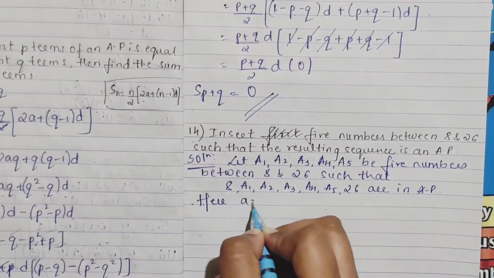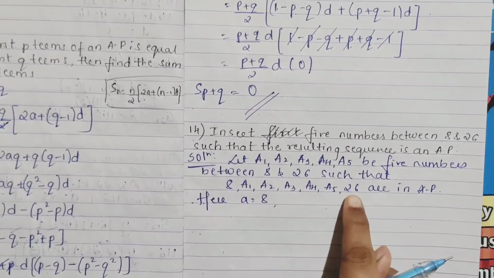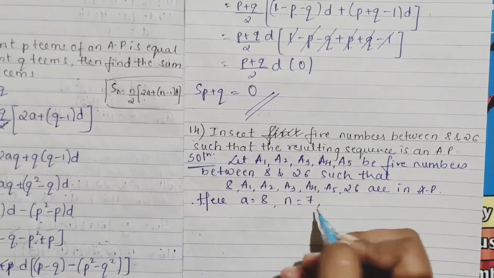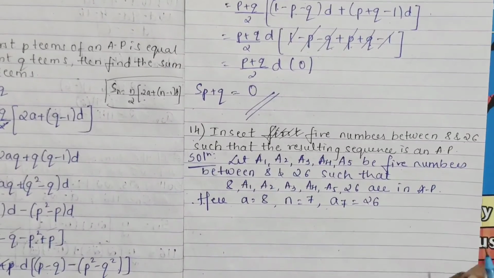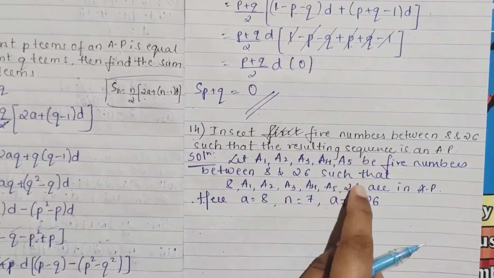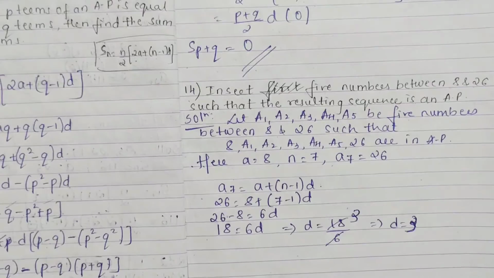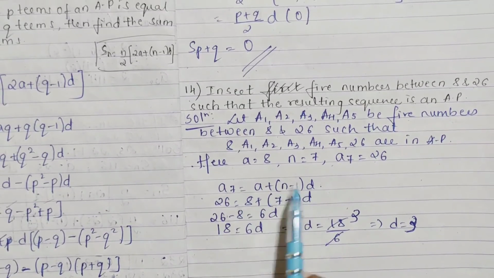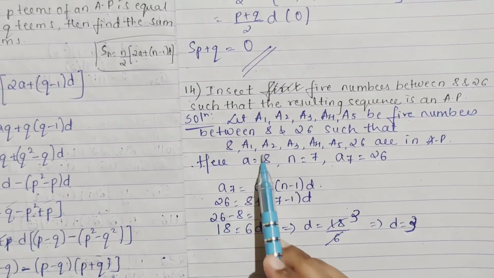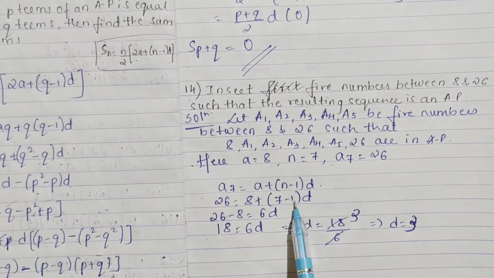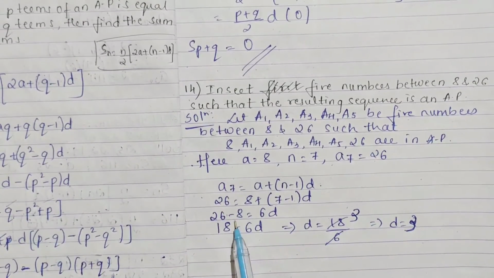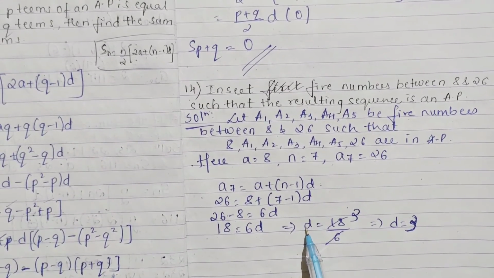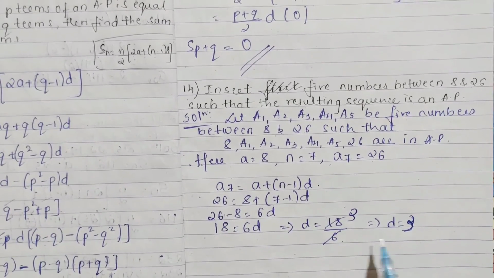Here your A is 8, and counting 1, 2, 3, 4, 5, 6, 7, your N is 7. So your A7 is 26, the 7th term is 26. So A7 is equal to A plus N minus 1 D. Write the formula. A7 is 26, A is 8 plus 7 minus 1 D. Take 8 to this side: 26 minus 8 equals 6D. So 18 is equal to 6D. So D is 18 by 6. 6 threes are 18. So D is 3.